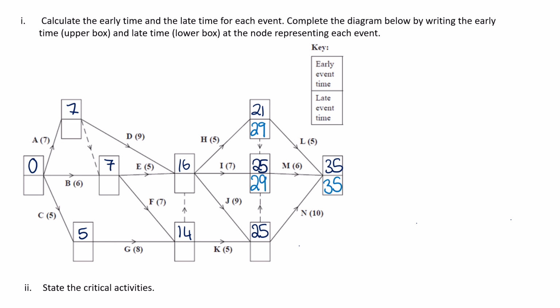For the last node down the bottom here, there's 2 coming out of it. There's a dummy, which will bring us back 29, or N, which will bring us back 25. We always pick the smaller of them, so that is our 25.